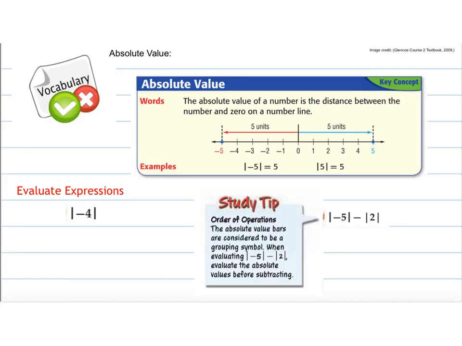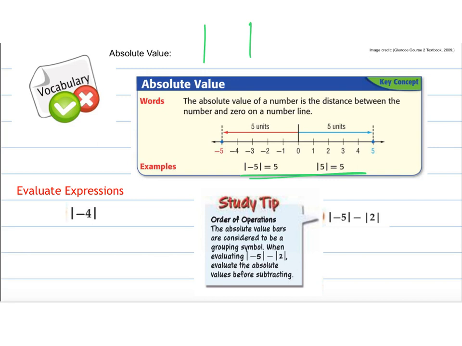Okay, another vocab here for us, absolute value. The absolute value of a number is the distance between the number and 0 on a number line. So for example, write these examples down here. First of all, these bars are always written, these are absolute value bars. Any number inside of there is how far that number is from 0.